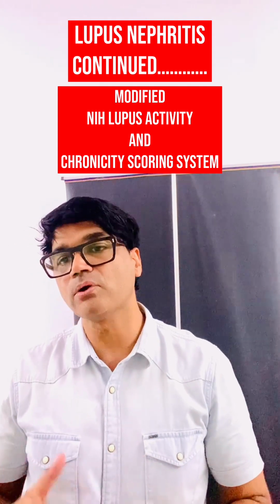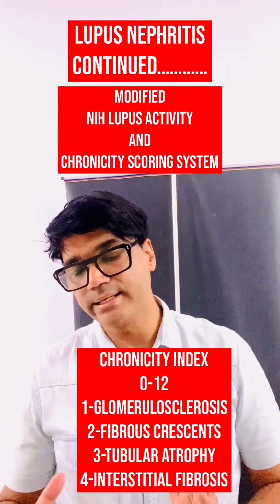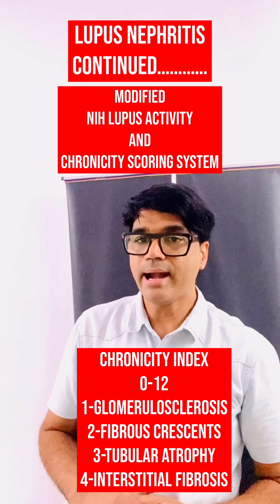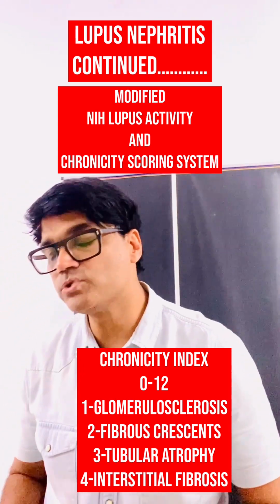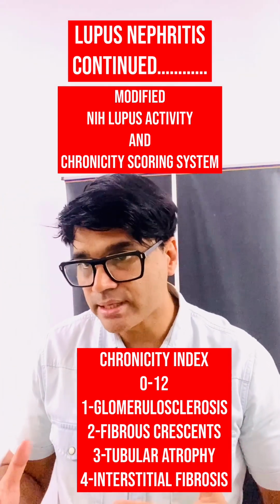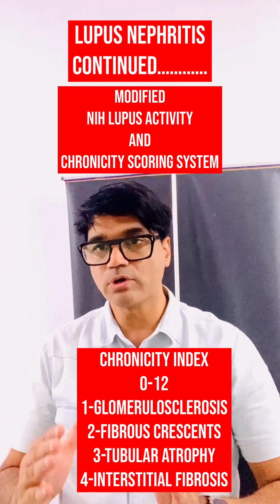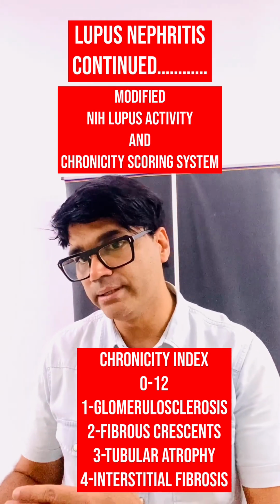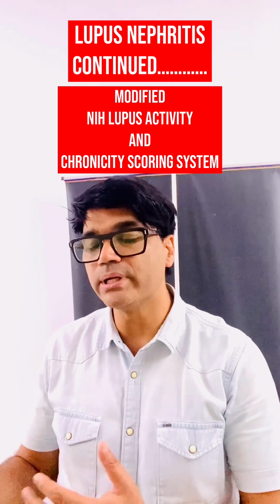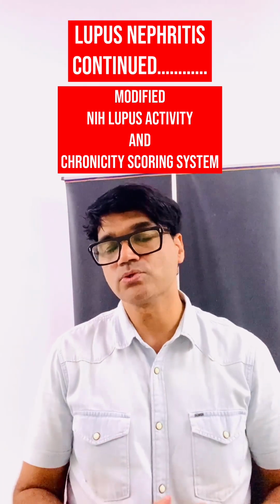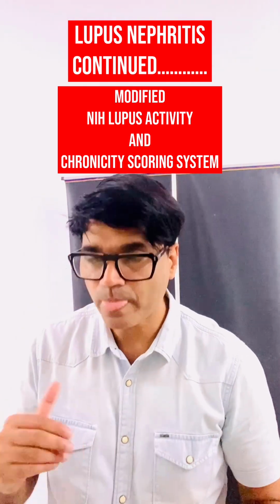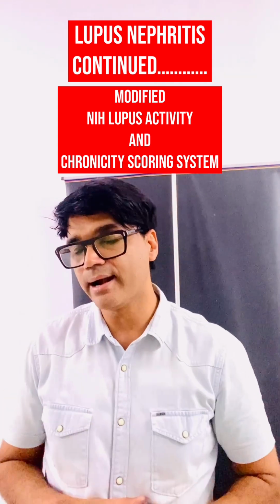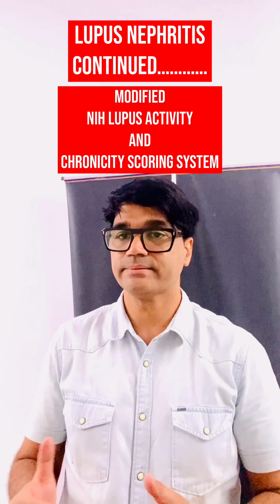When we talk about the chronicity index, the total score we usually count is from 0 to 12. The first is glomerulosclerosis, the score between 0 to 3. Fibrous crescents, the score will be 0 to 3. Tubular atrophy will be 0 to 3. Interstitial fibrosis, the score will be 0 to 3. So these are the activity index and chronicity index.